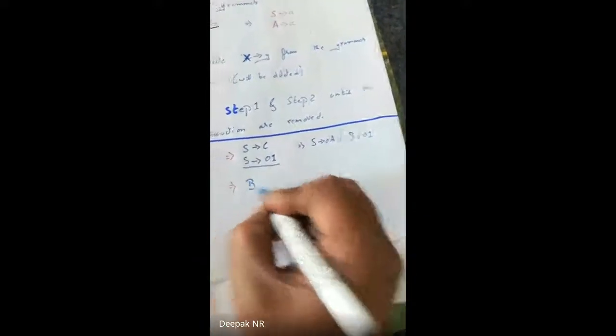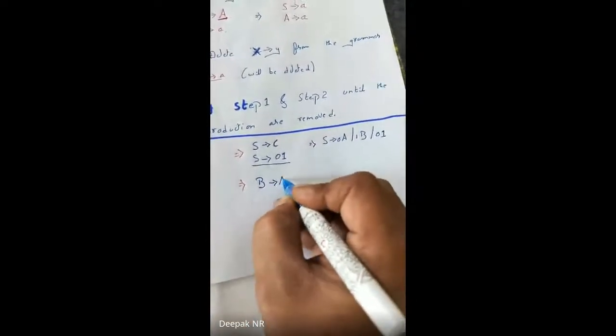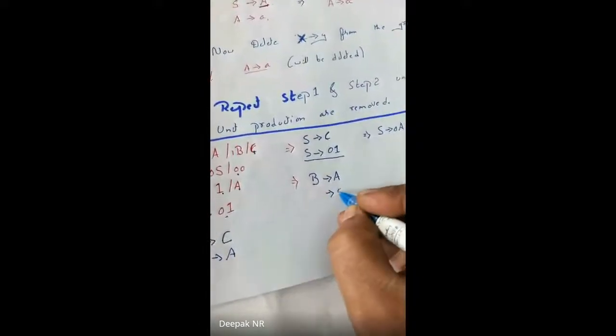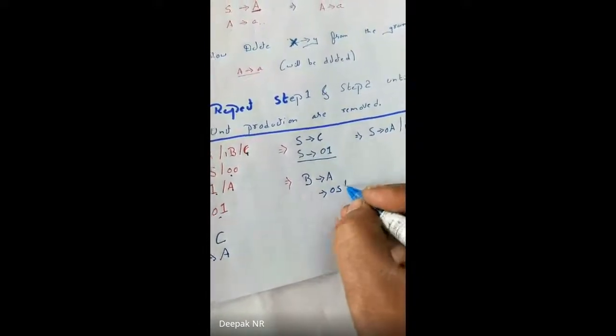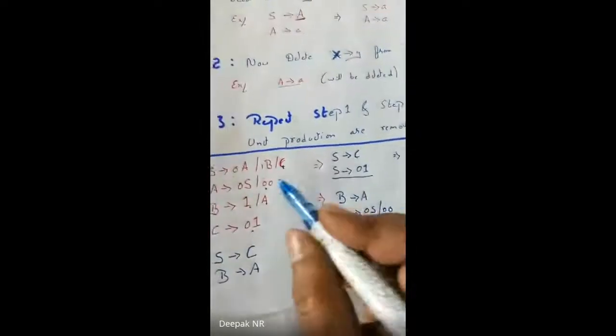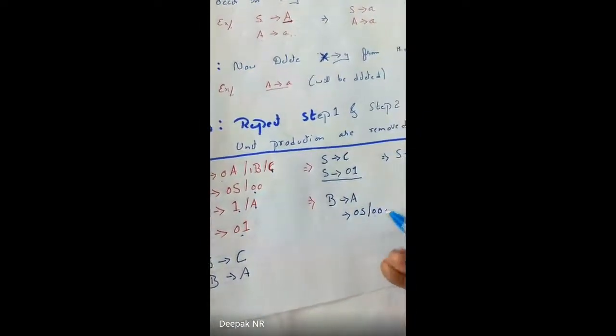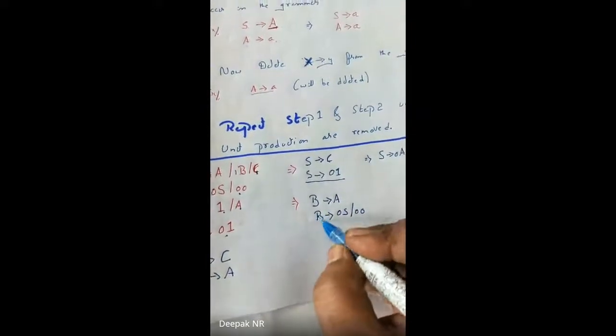Let me go with the second one. B tends to A. What is the actual value of A? The actual value of A is 0s slash 00. So I rewrite here. So the value of B will be this.